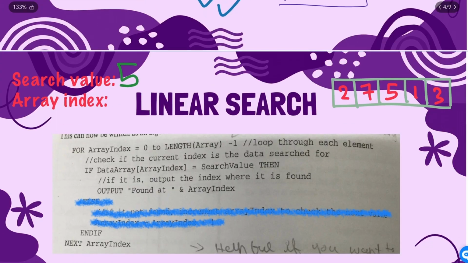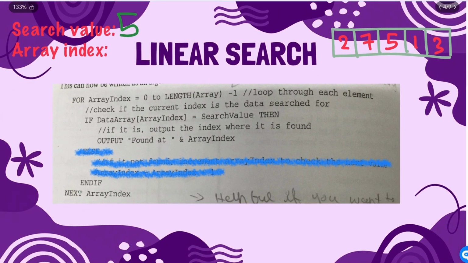Now let's go on to actual code and see how it works. You can see over here, I've made a little array and put some values in. So let's number them: position 0, 1, 2, 3, and 4. This is just an imaginary array, just for the sake of understanding how this works. Okay, so let's read: for array index equals 0 to length of array minus 1.